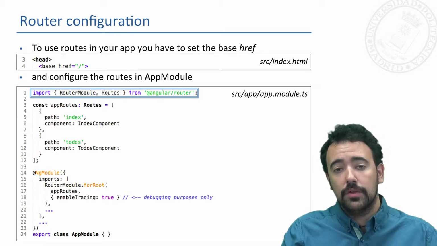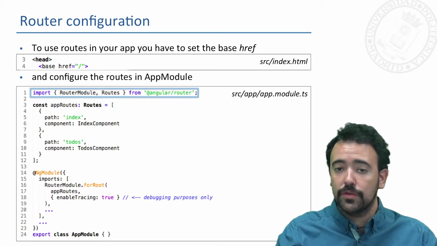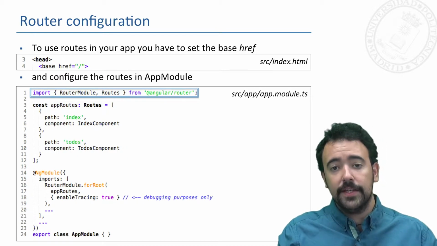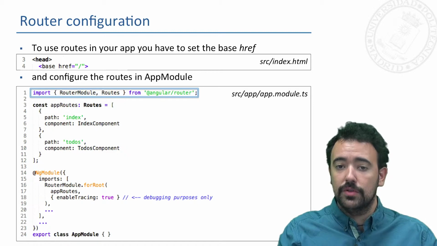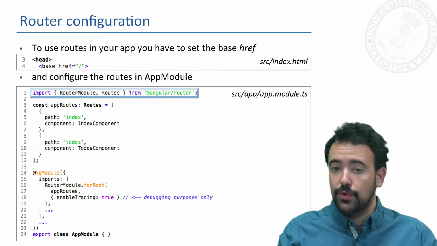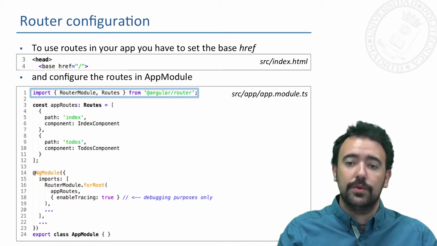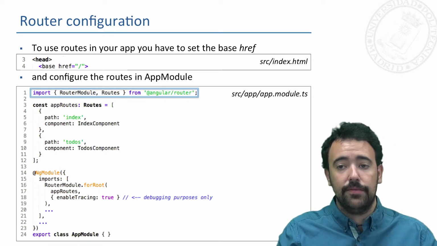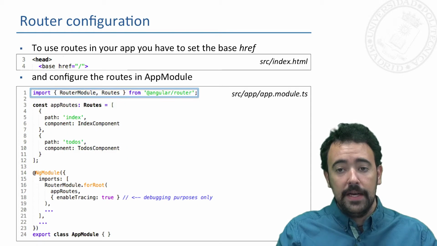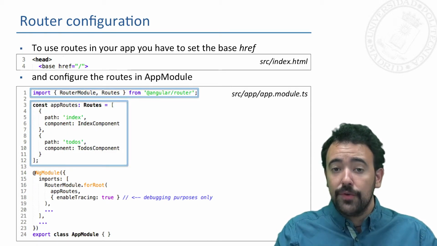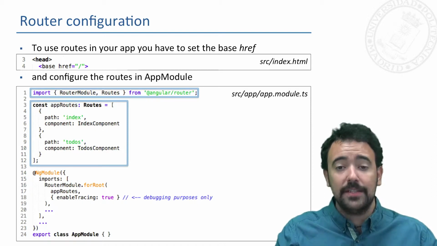Then we have to configure the routes we want to manage in the application module file. So the first thing is to import the needed modules and objects we need to start using routes. In this case, it is the router module and the routes object from Angular router module. And then, as you can see here, we can configure the routes we will manage in our application. And this is very easy.